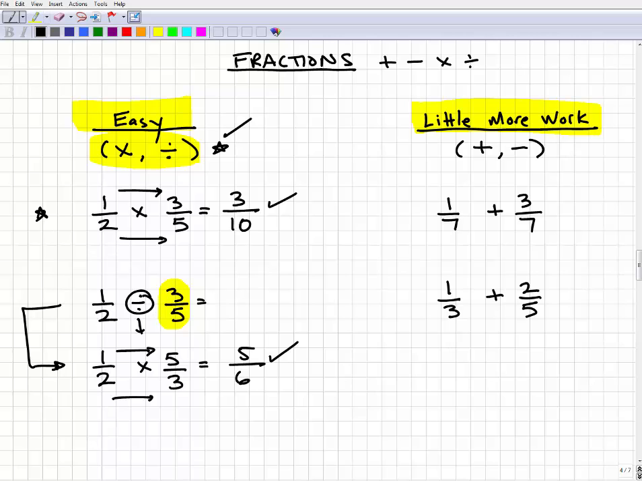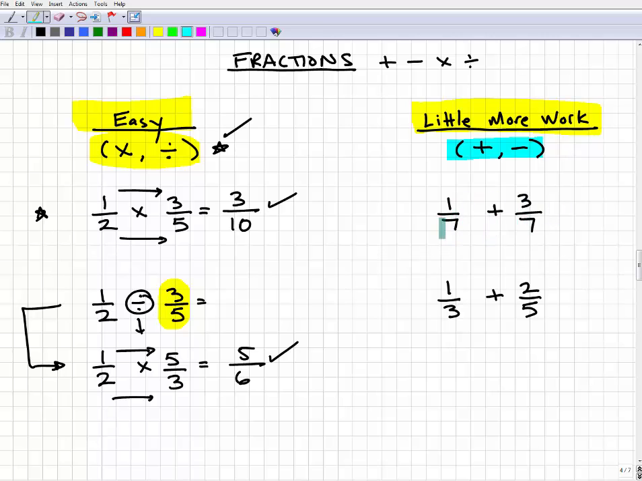Okay, now let's move on to stuff that's a little bit more challenging, but really it's not even that bad as well. That's addition and subtraction. I've got two addition problems here because adding and subtracting fractions is the same step, so we'll just focus on addition right now. Adding fractions is super easy as well. This is very easy, okay?